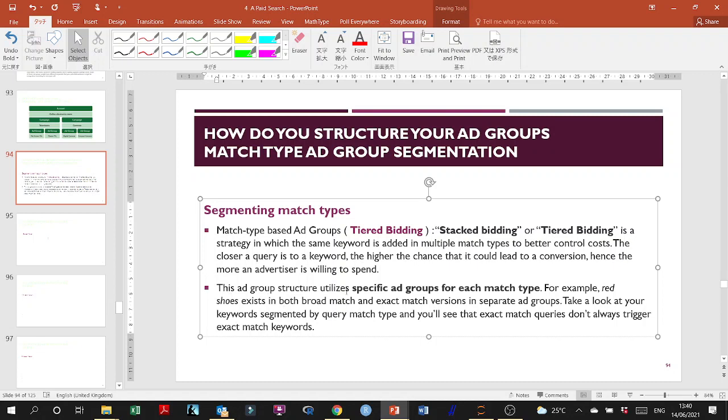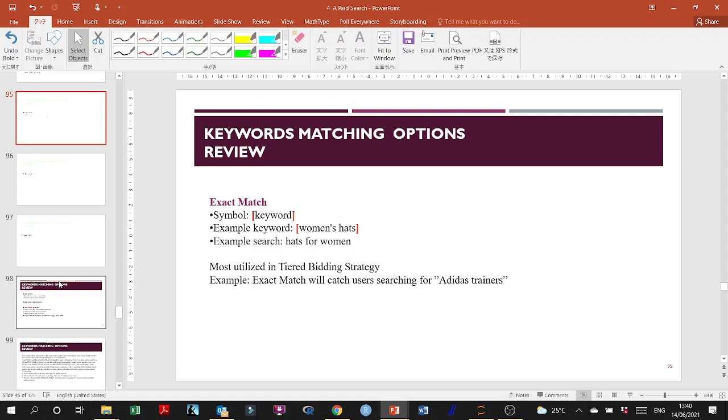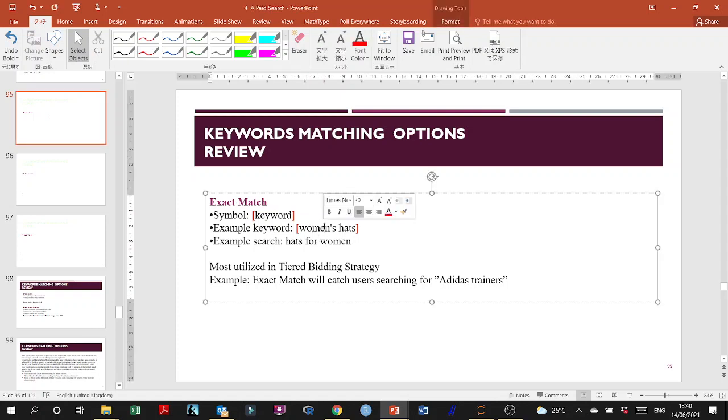So this structure utilizes specific ad groups for each match type. For example, red shoes exist in both broad match and exact match versions in separate ad groups, but your bid on it will be different. So here is an exact match refresher. For example, you have women's hats. Hats for women will actually trigger women's hats, but not scarves for women.